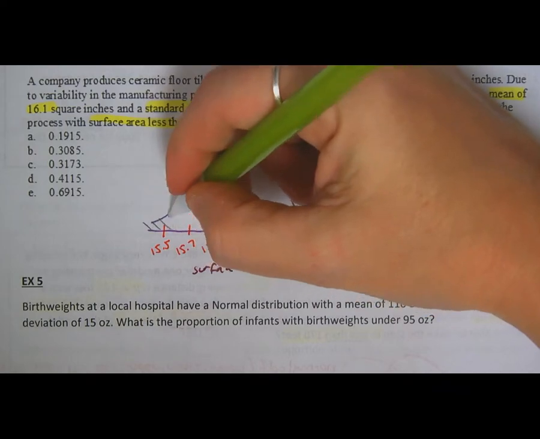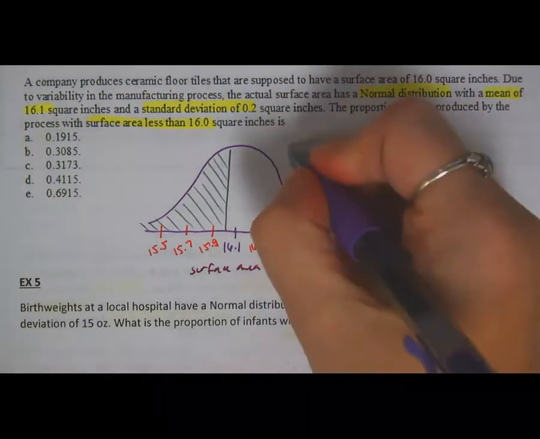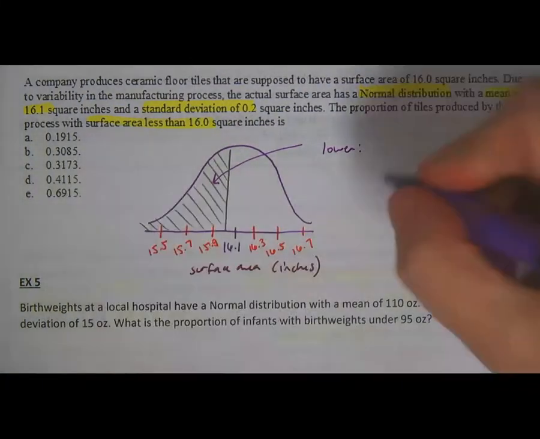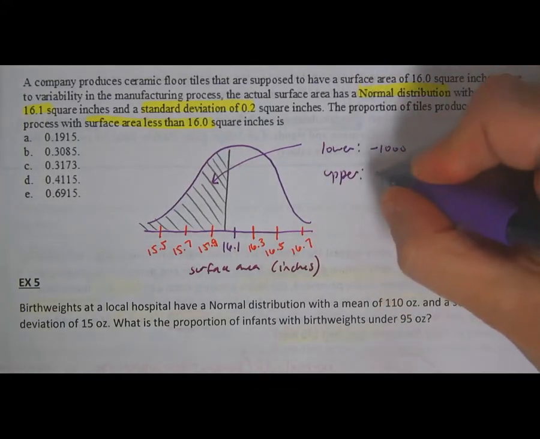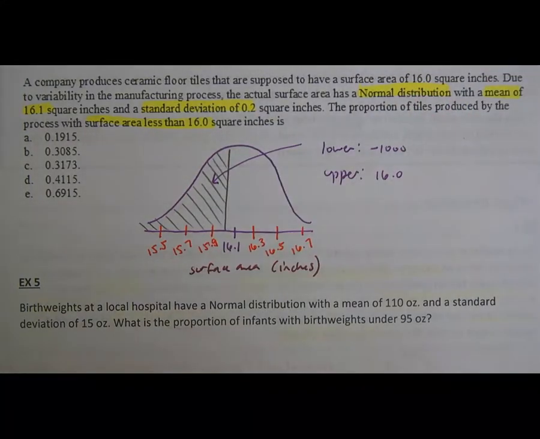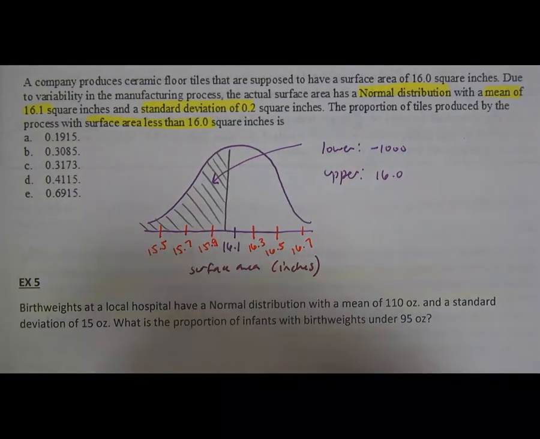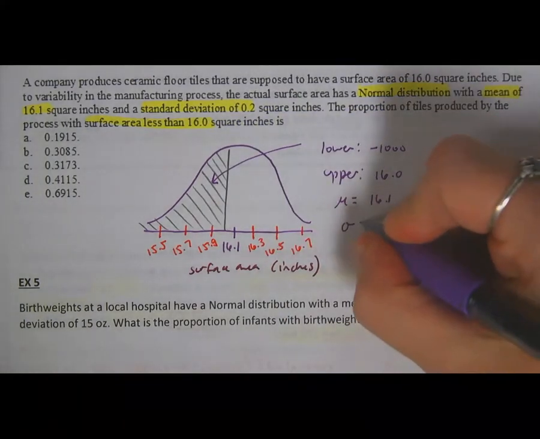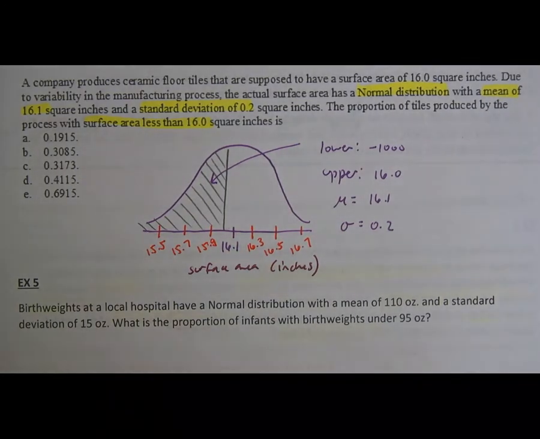Less than. I have to know that means shade to the left, which is going to influence what I put in the calculator. Because my lower is going to be negative 1,000. My upper is going to be the 16.0 because I shaded to the left, so the very upper edge of that is 16.0. I'm going to put the mean and the standard deviation that were given to me in the problem. And then I'm going to get my answer, and we're going to circle it and move on.